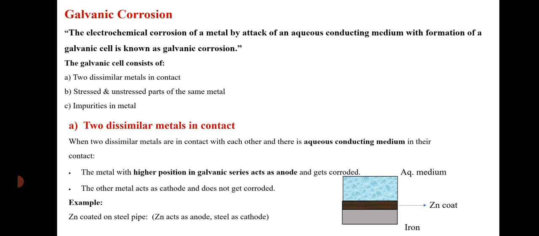So, particularly in the case of two dissimilar metals, when they are in contact with each other in the presence of an aqueous conducting medium, the metal having the higher position in the galvanic series acts as an anode and gets corroded. The other metal acts as a cathode and remains protected. An example is zinc coated on a steel pipe. Zinc acts as an anode and the steel acts as a cathode. So the cathode will be protected, and this is the principle behind galvanization.